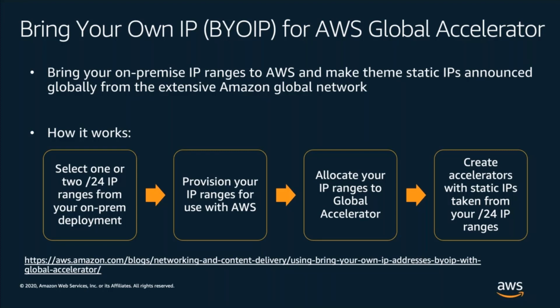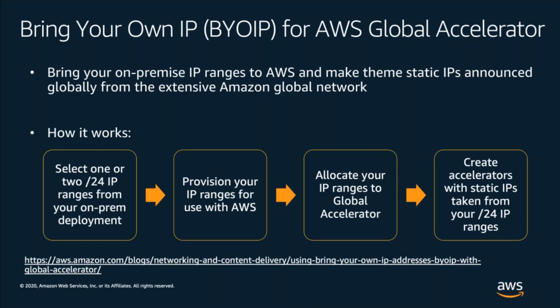So if you bring only one /24, each new accelerator will have one IP address /32 from the pool that you brought, and the other one is going to be from the Amazon pool. If you bring two /24s, for each accelerator you'll be able to pick the two addresses from each of those pools.